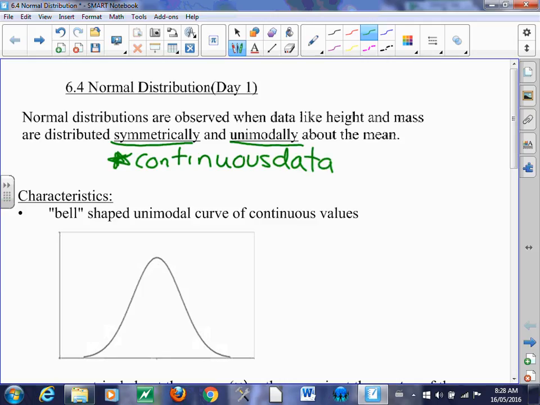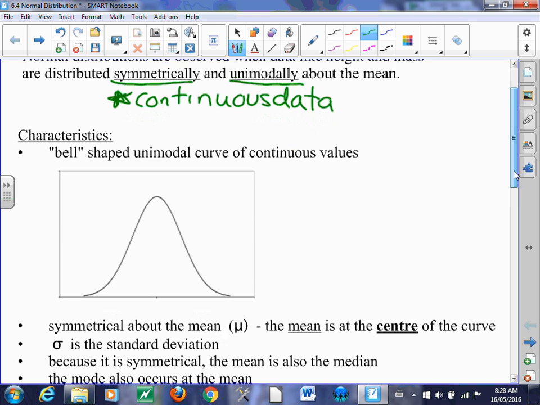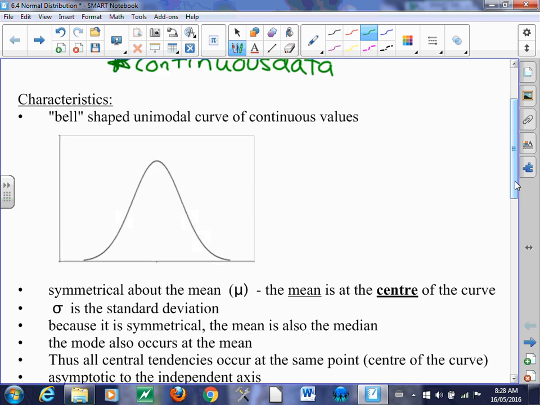So we talked a couple days ago about what the shape is. Remember, it's a bell-shaped curve. It's unimodal, which means there's one mode right here, okay? And it's centered around the mean or the average, which is your mu, okay? And this is your random variable, and your frequency is always on the y-axis, okay? All right. So remember, unimodal, continuous, and symmetrical.